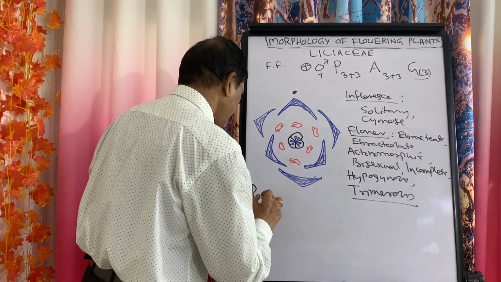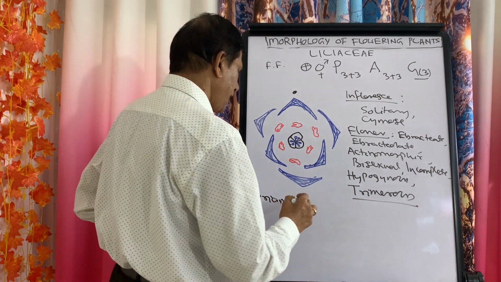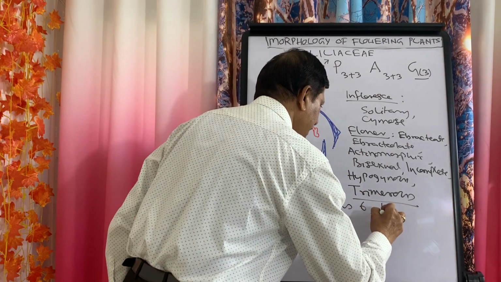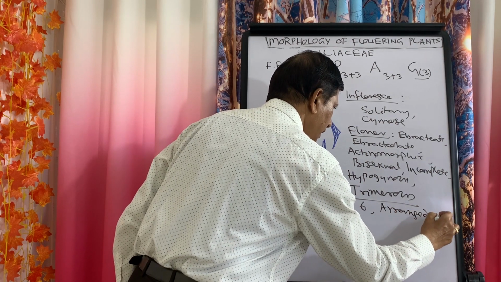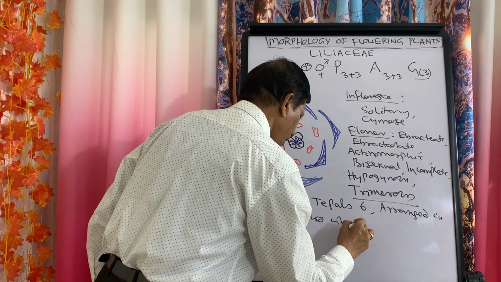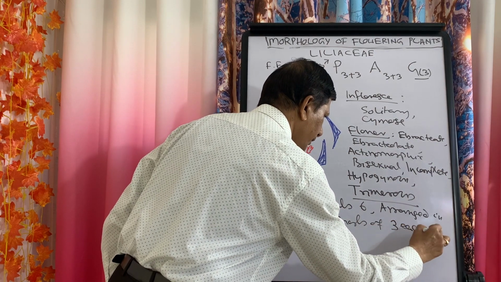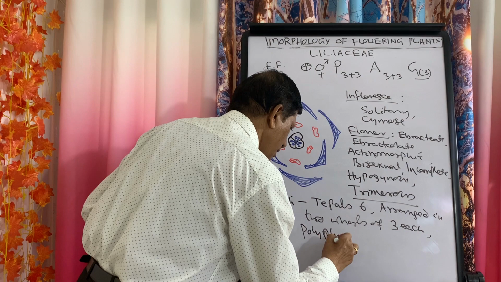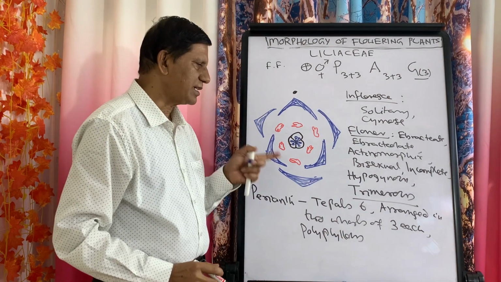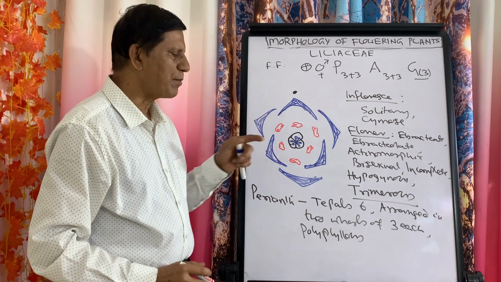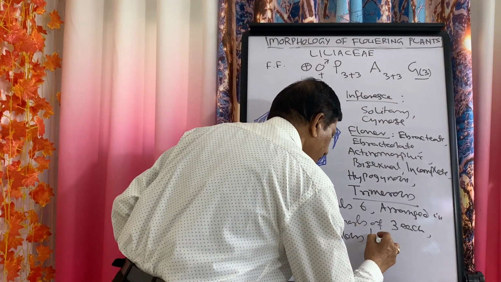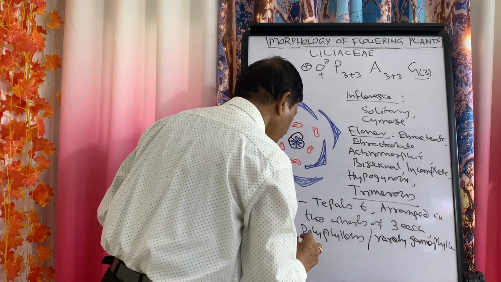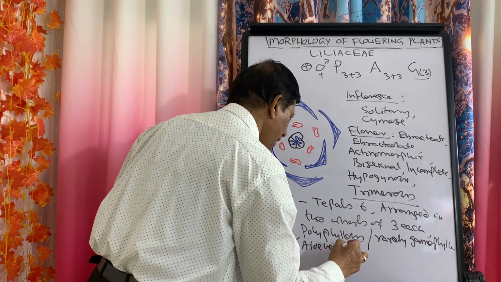The next is perianth. So in perianth we have to write tepals. Tepals 6 in number are in 2 whorls of 3 each. And as shown in the diagram, it is polyphyllous. But in cases like aloe vera and asparagus, it is gamophyllous. So we can write rarely gamophyllous. We can write in a bracket also aloe vera and asparagus.